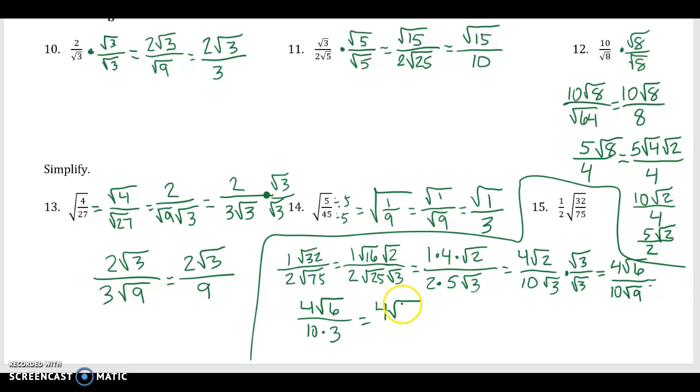A couple more steps here, and I'm showing every little part. So 10 times 3 is 30. Now, 4 and 30 can be reduced. Anytime you can reduce your fractions, you do. We can divide both of those by 2. So 2 times the square root of 6 over 15, and that one is finally finished.